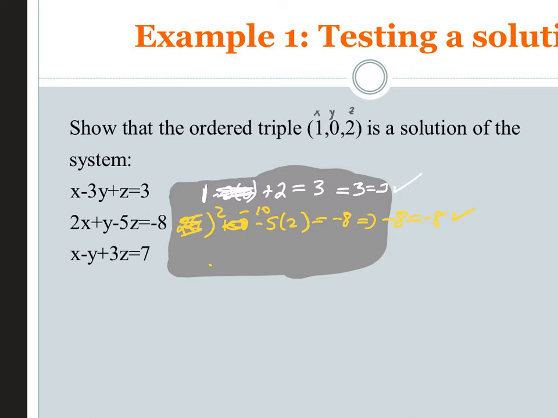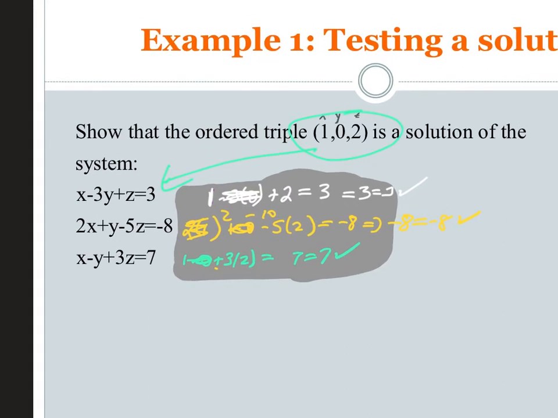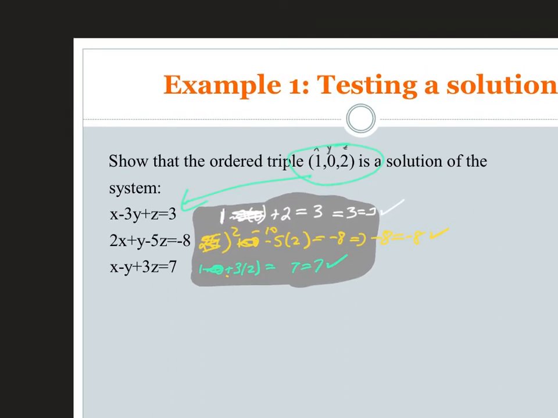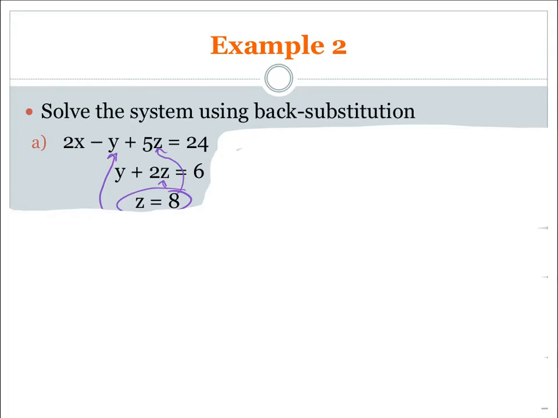We're going to plug in 1 minus 0 plus 3 times 2. 1 minus 0. What's 1 plus 3 times 2, which is 6? Does 7 equal 7? Good to go. So did you just show me that this ordered triple is a solution for this system of equations? Yes. Do you have to check all of them? Yes. Then you know. Good question. What happens if you plug them in and one of them didn't work? Then no, it's not a solution for that set.